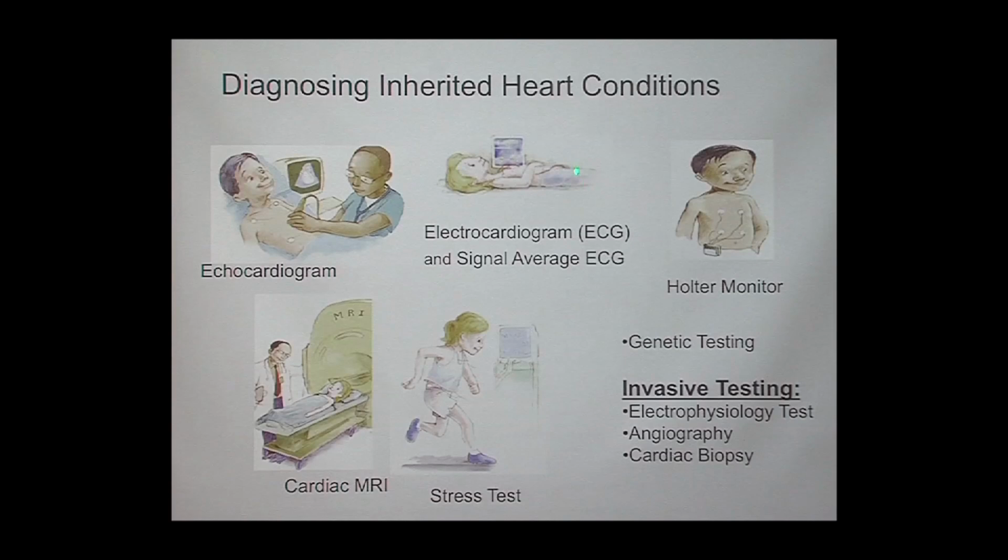Of course, the electrical activity can be looked at with ECG, electrocardiogram. We can put on an electrocardiogram that records for a long period of time, for days or even months, a Holter monitor. And there's invasive testing of various kinds: electrophysiology tests where they may pass a wire, a catheter into the heart, angiography where we take pictures, or even a cardiac biopsy. But in the area of diagnosing inherited heart conditions, in addition to these phenotypic characterizations, we also have genetic testing, which is to find out what the genetic contributions are and what genetic variation is occurring.